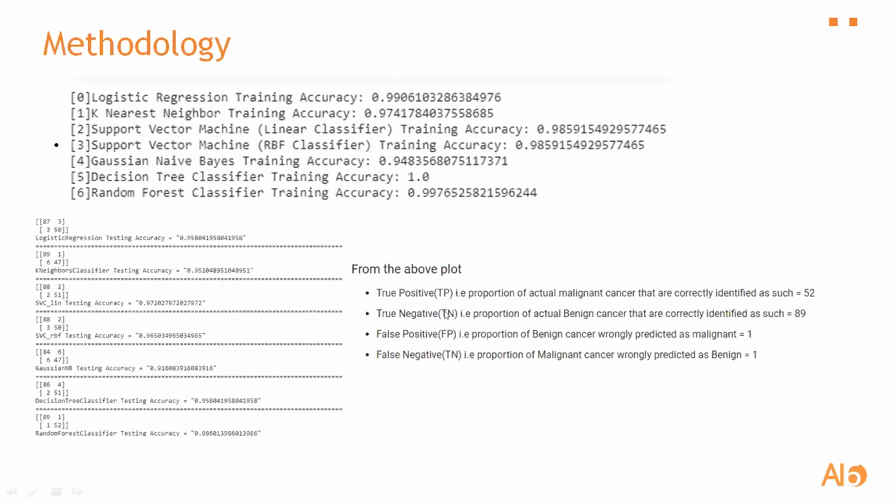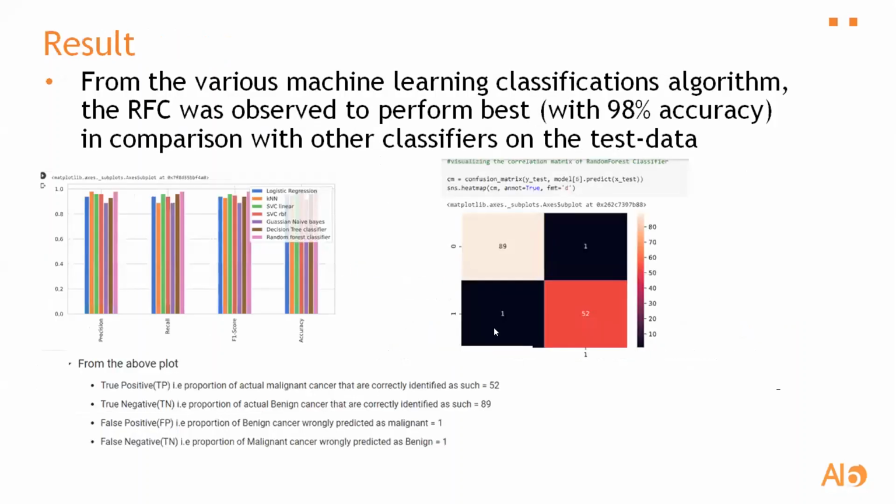So from the results we got, we were able to observe that the random forest performed best with 98% accuracy. The image on the top left was a plot of all the classifiers, and we can see the random forest, which has a purple color, ranking higher than the rest in their accuracy levels. This is using the evaluation metrics.